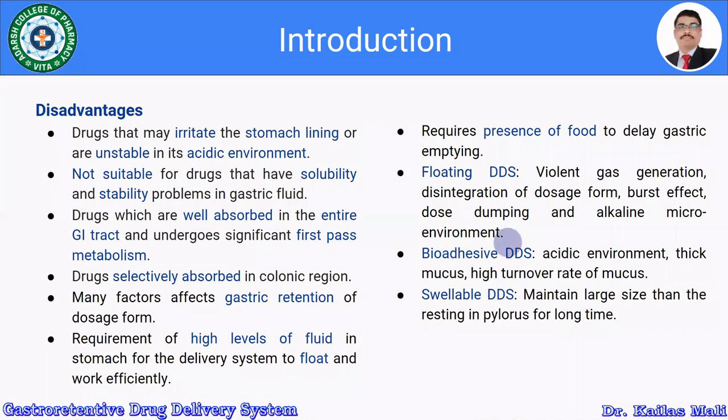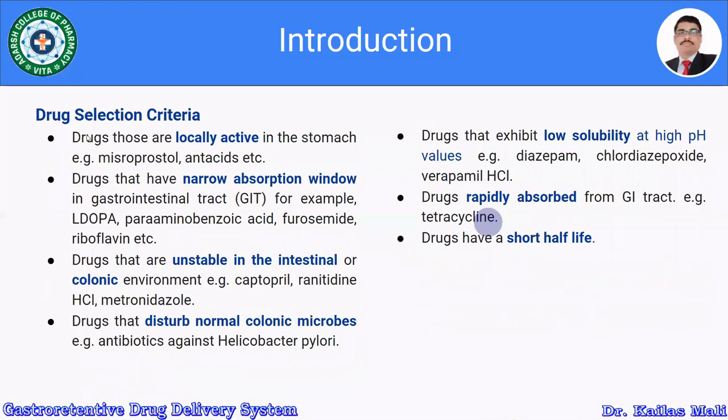Let us see the selection criteria for the gastroretentive drug delivery system. Drug selection criteria for the gastroretentive drug delivery system. Very first one, the drugs that are locally active in the stomach, for example, misoprostol or certain antacids. These drugs are suitable for the gastroretentive drug delivery system.